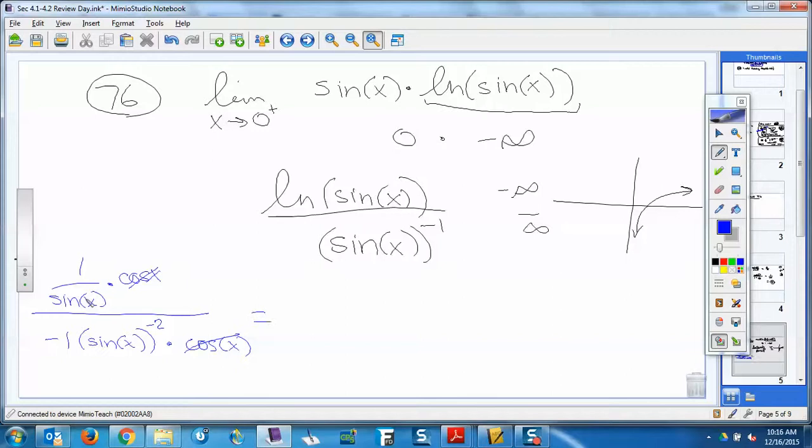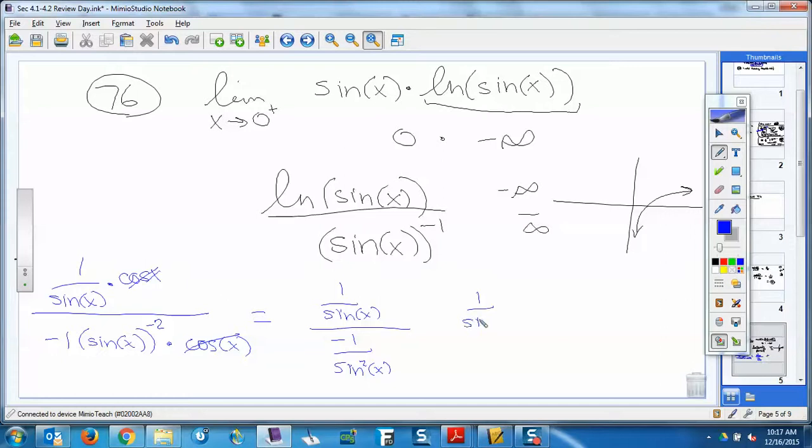So this is 1 over sine, and this is 1 over sine squared. What could you do with a 1 over sine squared down at the bottom? I always get nervous canceling when I have this. Here's what I would do. This would be 1 over sine, and this would be negative 1 over sine squared, right? So can I invert and multiply here? Yep.